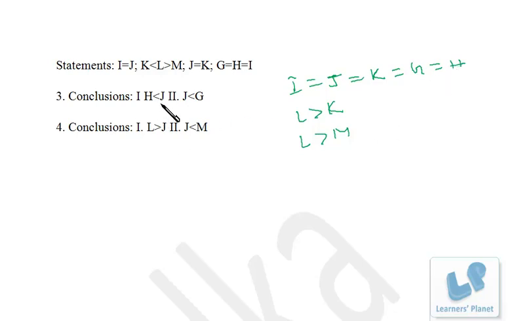Now the very first conclusion, J is greater than H. J is equal to H. So this part is incorrect. No need to check the other part, because the entire conclusion will be false. After that, L is greater than J. Now L is greater than K and K is equal to J, that means L is greater than J, that is correct. Now J is less than M.